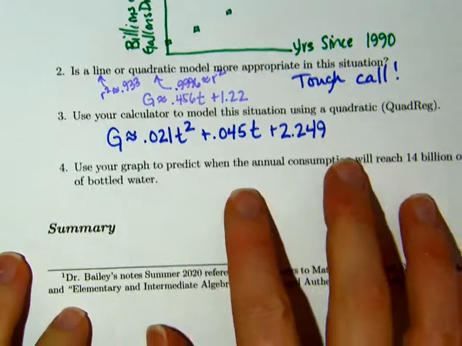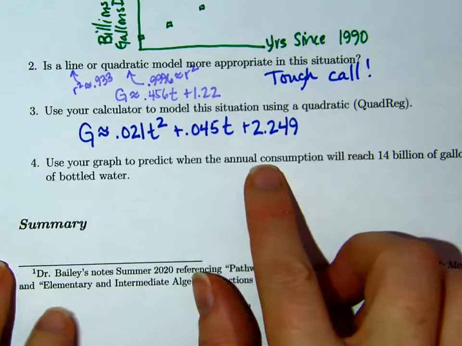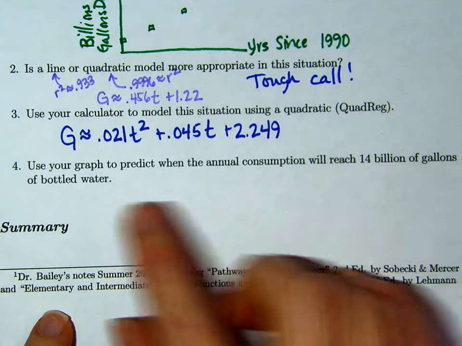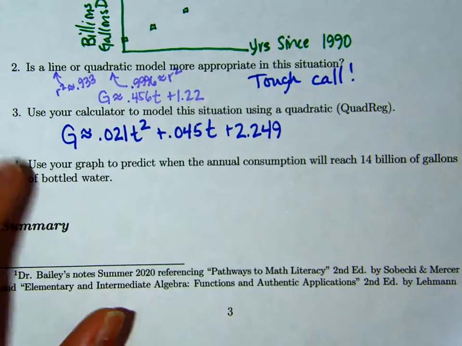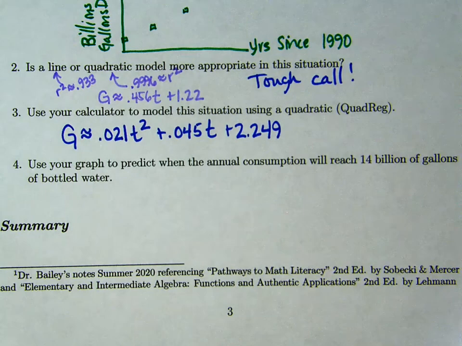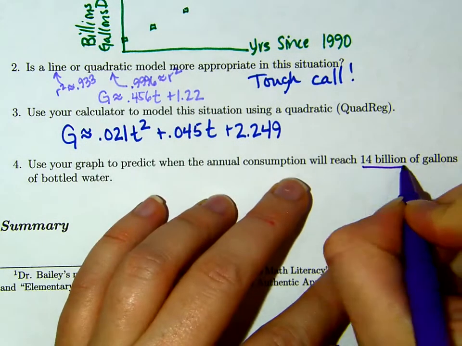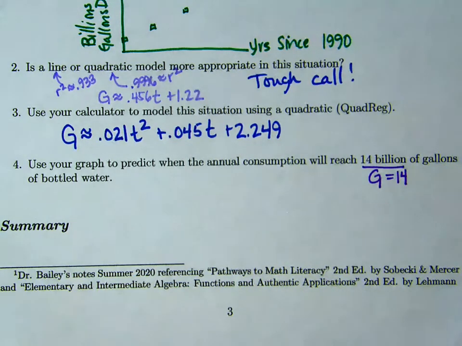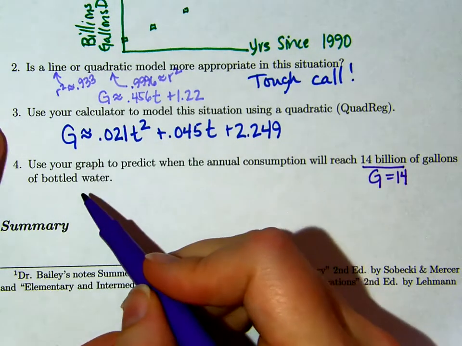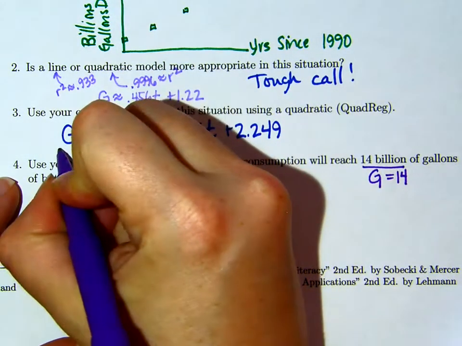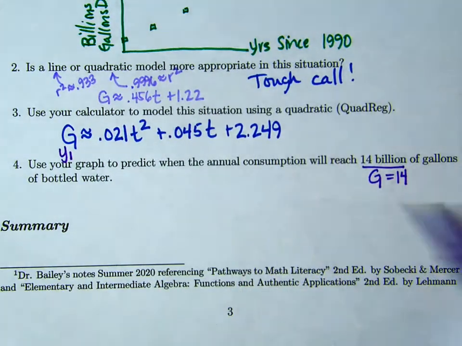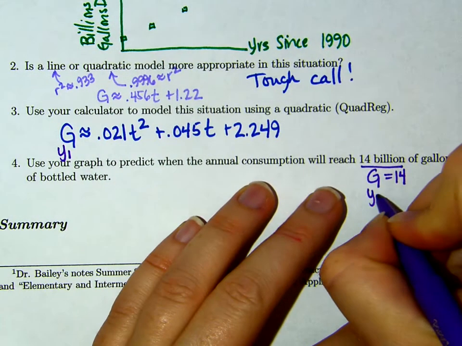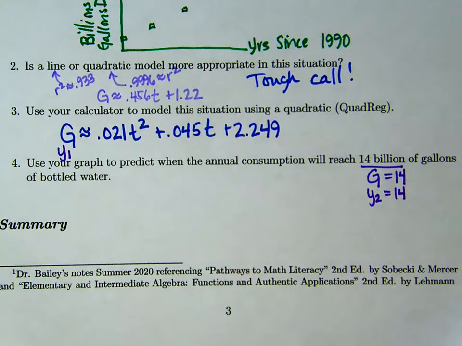Use your graph to predict when the annual consumption will reach 14 billions of gallons of bottled water. Because I remember we have actually done this using the quadratic formula on our equation. So that means that G equals 14. Okay, so if I'm using my graph, here's what I'm going to do. I'm going to put our model equation into Y1, and I'm going to put G equals 14 into Y2, and I'm going to see where they meet.